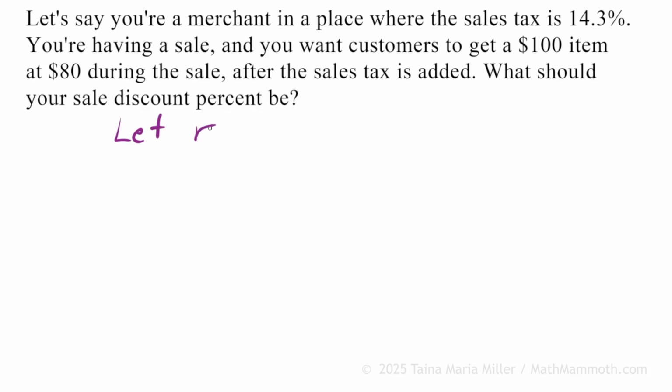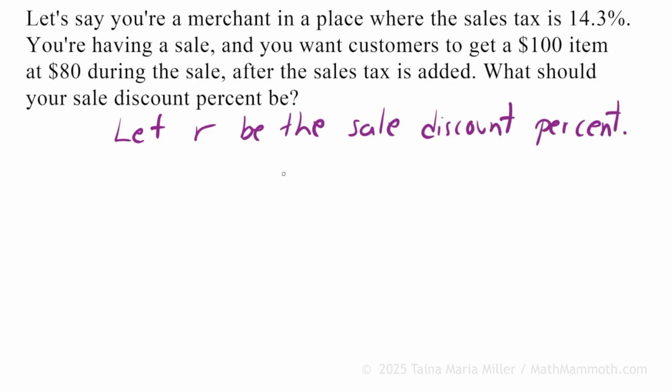I'm going to use R instead of P. You could use any letter. R as in rate. And I have this item. It's $100. I will multiply it by the sale discount percent. Or actually not by that. If the sale discount percent is, say, 25%, then I would multiply it by 0.75, right? So if we are technical, if we're using R like we are here, then I would multiply it by 1 minus R. This is the discounted price, but then there's a sales tax added, so that means the whole thing will get multiplied by 1.143. And then this would equal $80.